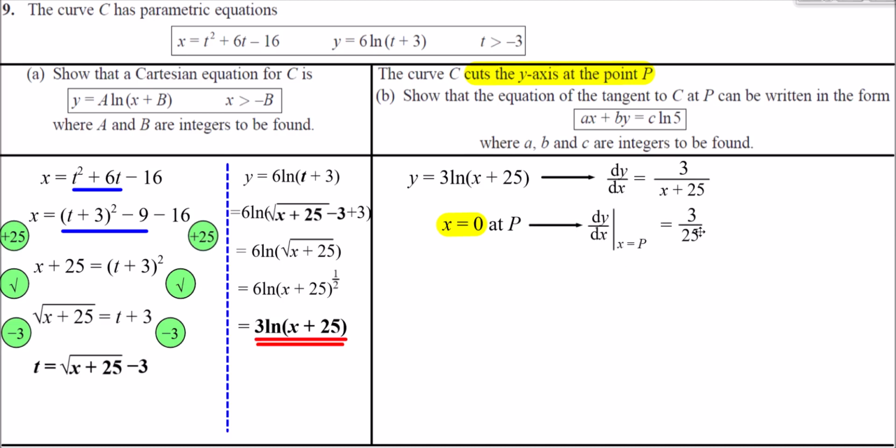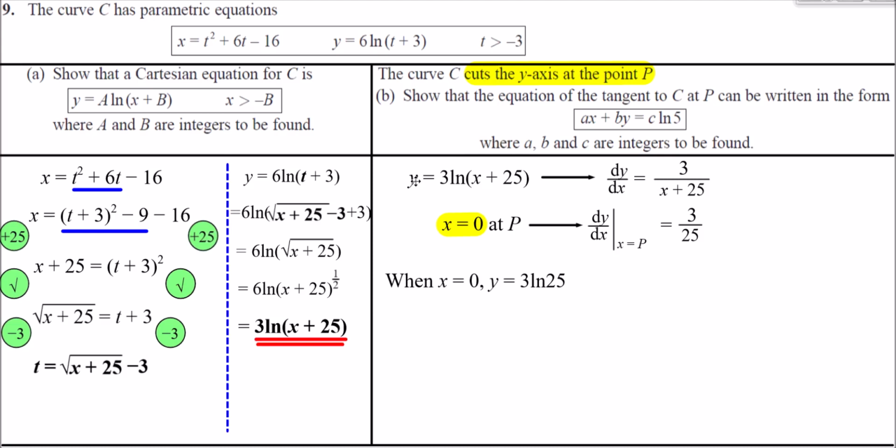So we've almost got an equation for the gradient of this tangent at P. When x equals 0, therefore, y will be 3 ln 25. Why? Well, I've got an expression here for what y is. If I input x being equal to 0 into this, y is 3 lots of ln of just 25. This gives us the y-axis intercept. The y-axis intercept is just the value of y when x is 0. So this is how we find the y-intercept, by subbing in x being 0 into this equation for y.